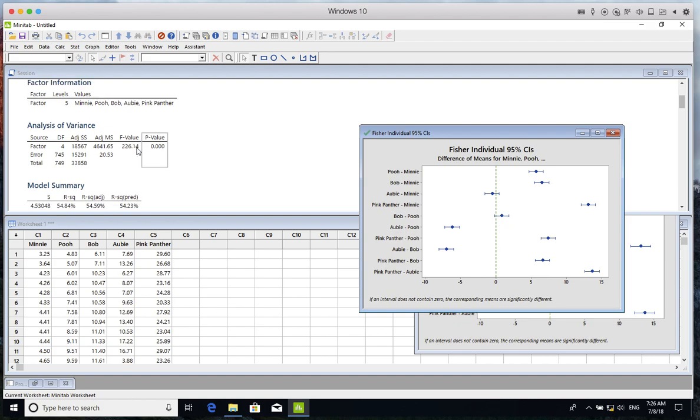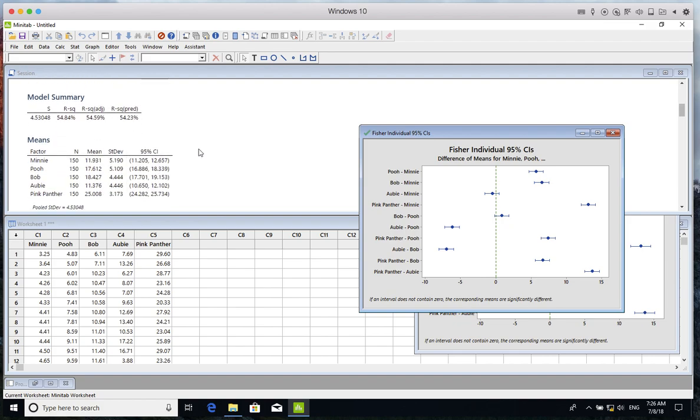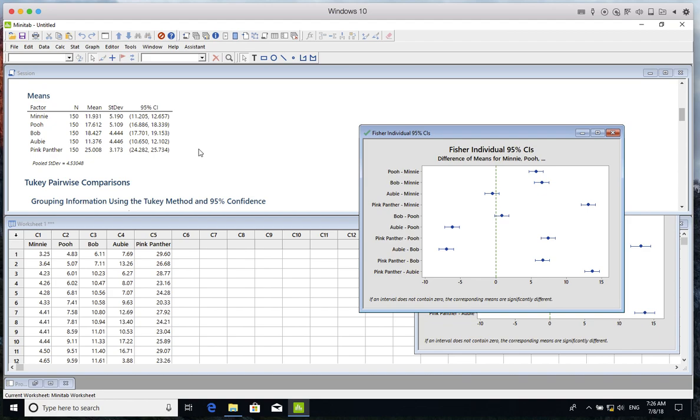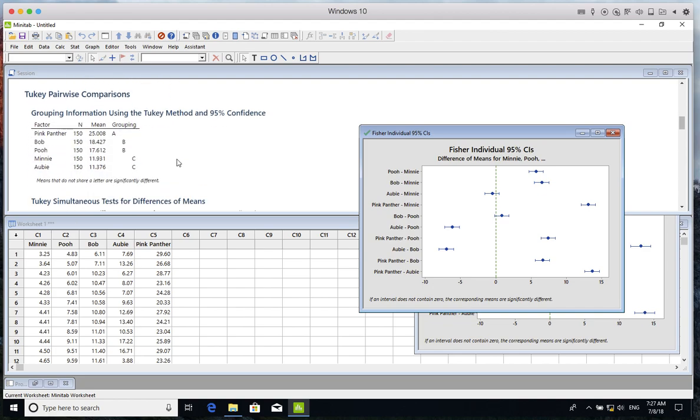Based on one-way ANOVA figures it is pretty much obvious. Here you see the 95% confidence interval for each population mean based on the sample data. In the Tukey, it categorizes in three different classes. So basically, it assumes Minnie and Obi have almost the same means, Bob and Pooh have the same means, and Pink Panther differs significantly from the rest.